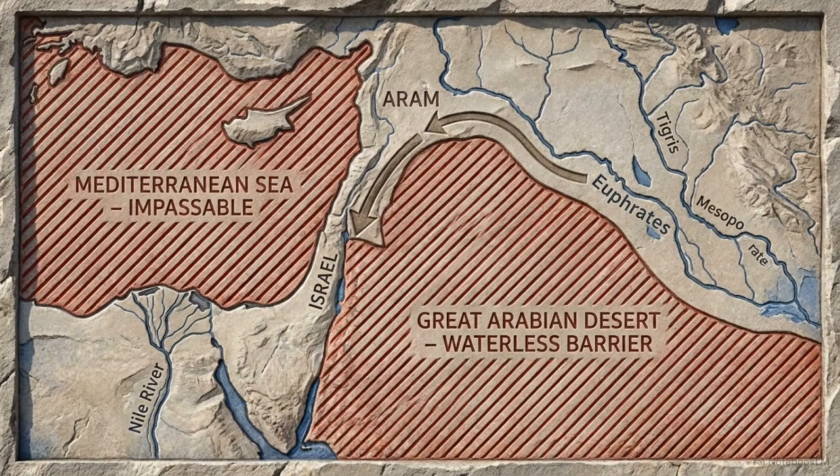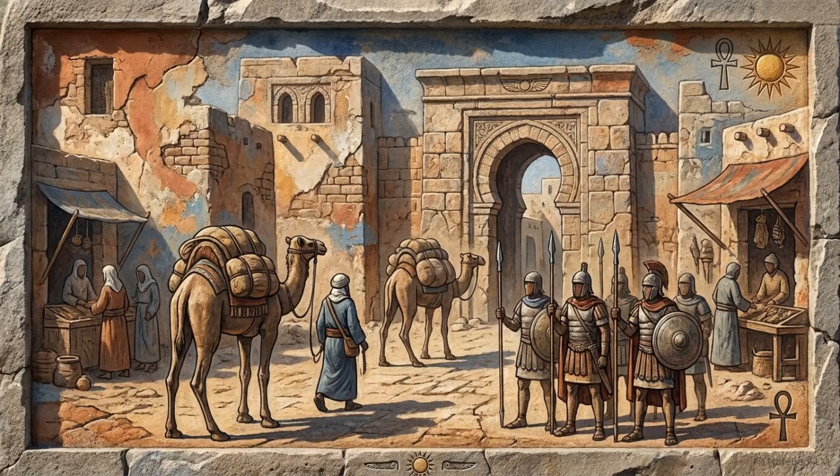The Mediterranean Sea formed a hard western boundary for land-based forces. To the east, the Great Arabian Desert served as a waterless, deadly barrier. These constraints funneled all military and trade traffic through a single narrow corridor. This turned ancient Israel and Aram into an unavoidable land bridge for any power attempting to move between Mesopotamia and Egypt. The Levant's position as a land bridge meant that for local populations, isolation was a geographical impossibility.